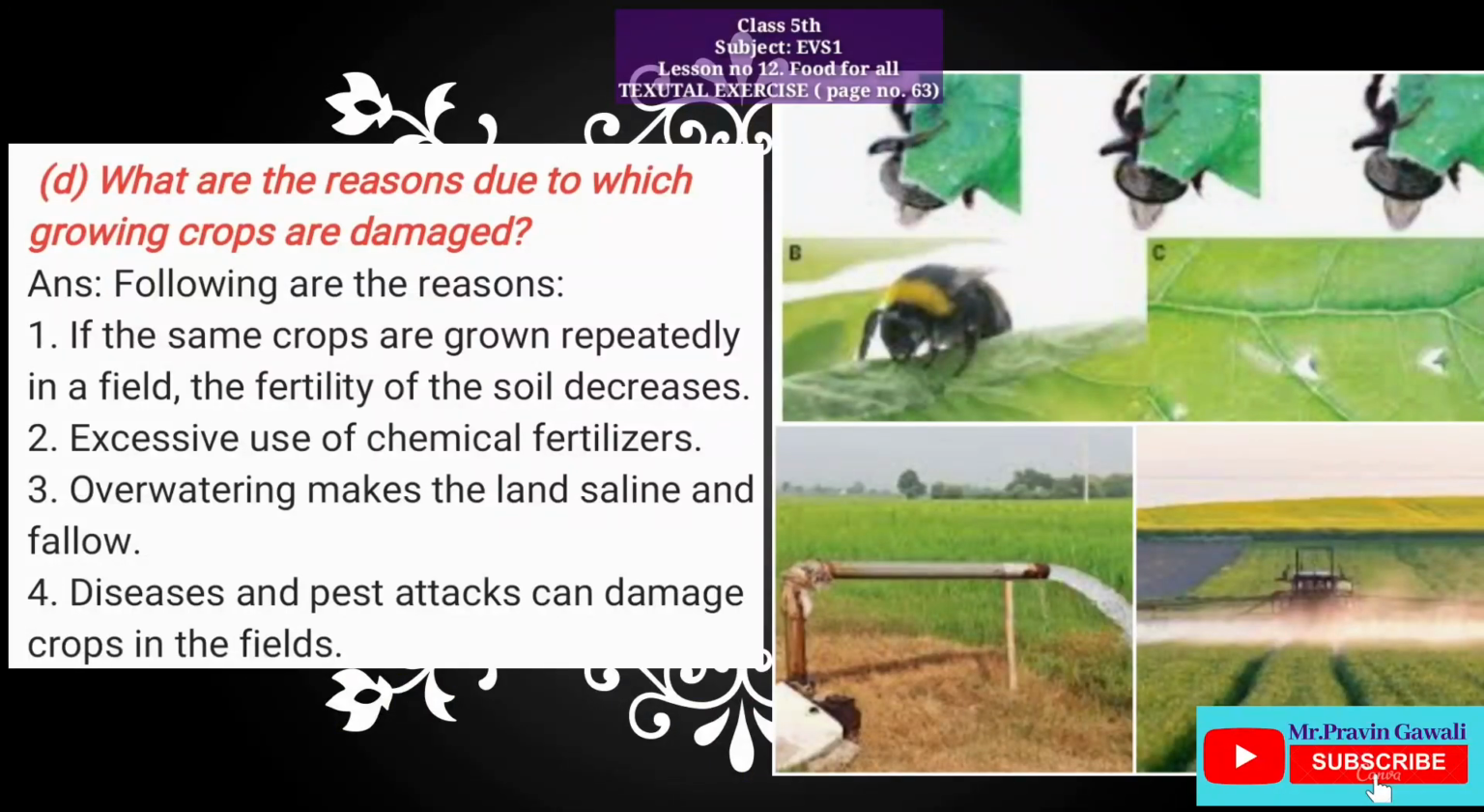Next question. D. What are the reasons due to which growing crops are damaged? The answer is, following are the reasons. 1. If the same crops are grown repeatedly in a field, the fertility of the soil decreases. 2. Excessive use of chemical fertilizers. 3. Overwatering makes the land saline and fallow. 4. Diseases and pest attacks can damage crops in the fields.